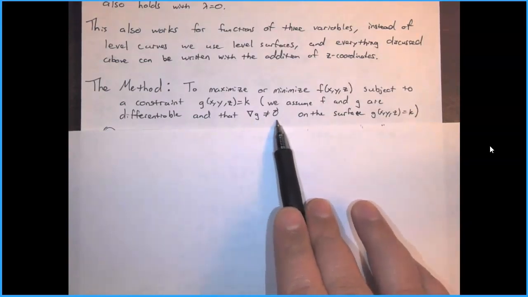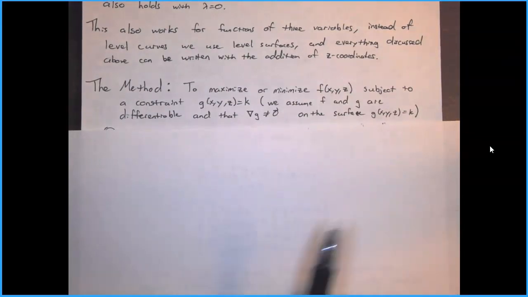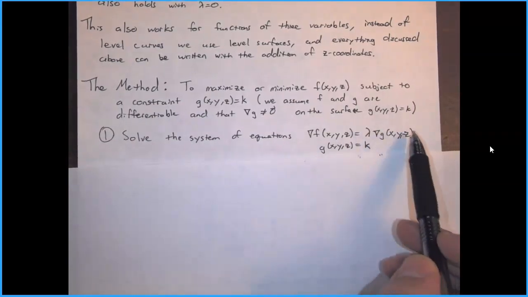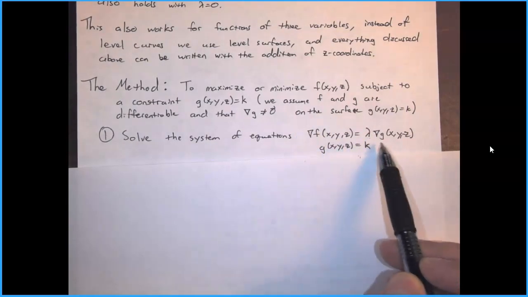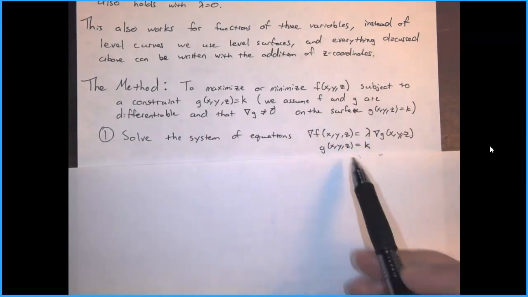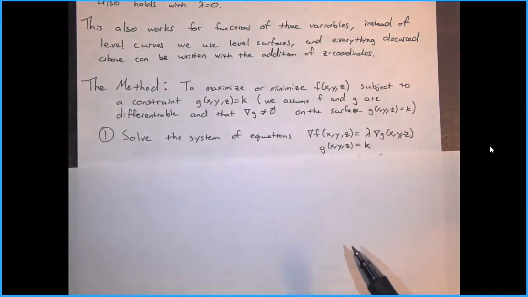If this was a function of 2 variables, we would assume that the gradient is not the 0 vector along the curve, g(x, y) equals k. But really, this can extend to functions of as many variables as you want. We just lose the geometric meaning. Okay, so that's what we need. Our first step is to solve a system of equations. Here is the equation we get using the Lagrange multiplier. The gradient of f is equal to lambda times the gradient of g. And then the second equation we have is the constraint itself. That becomes part of our system.